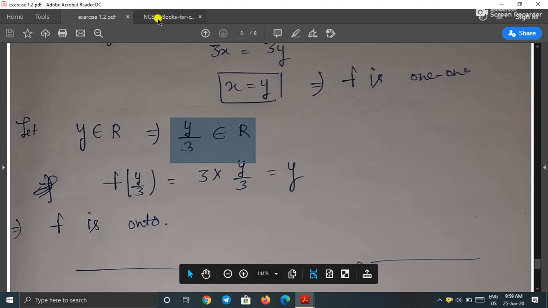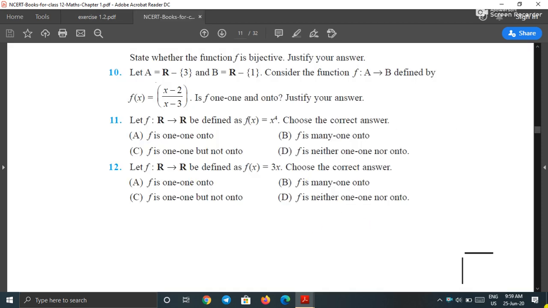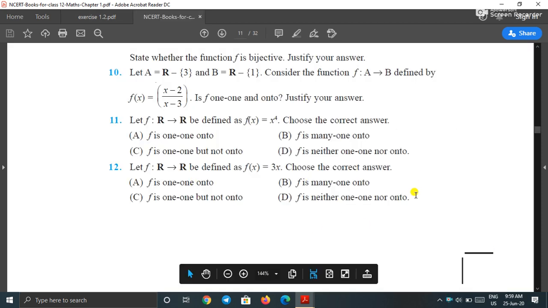In this way, exercise 1.2 is completed. In the next lecture, we will discuss the composition of two functions. Okay, thank you.